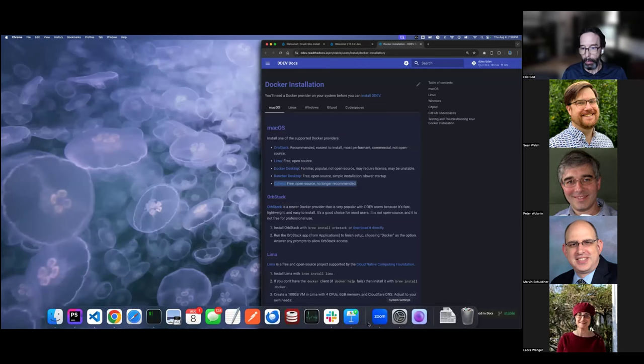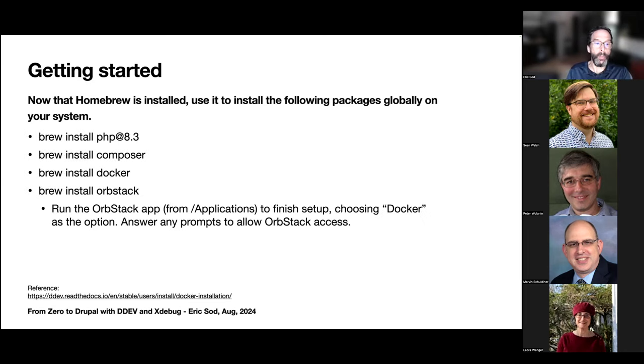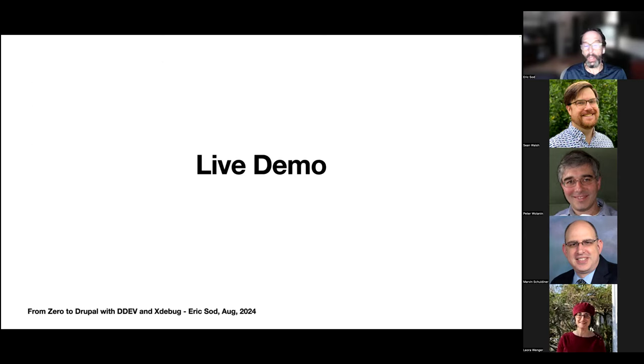Okay. Let's get back to the presentation. Okay, so what was I? Oh, so now that we have those prerequisites in place, time to brew install DDEV, and do the one-time installation of mkcert. Depending on your project requirements, maybe you need npm, maybe you need nvm. These are globally installed.